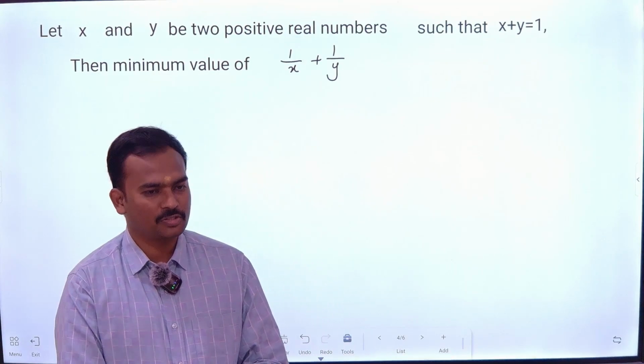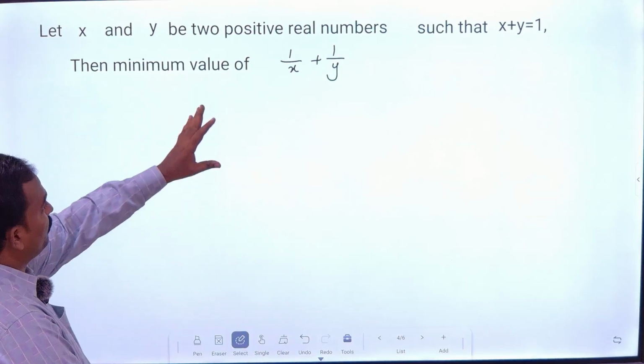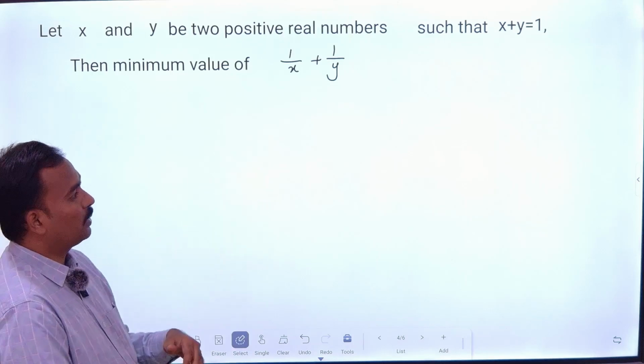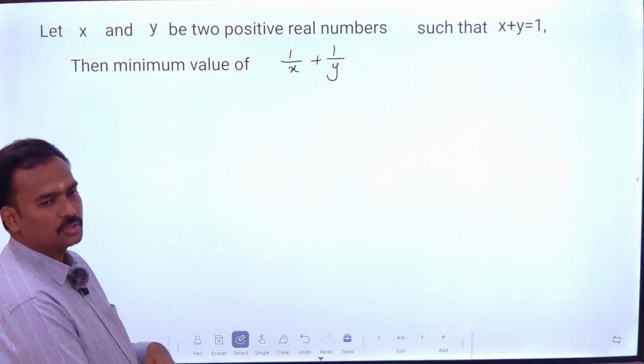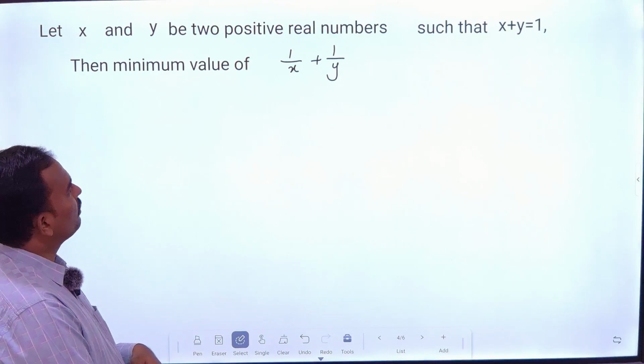Today I am going to discuss with you a very interesting problem: the minimum value of 1 by x plus 1 by y, given that x plus y is equal to 1, where x and y are positive real numbers. Okay, so what idea can we apply here?